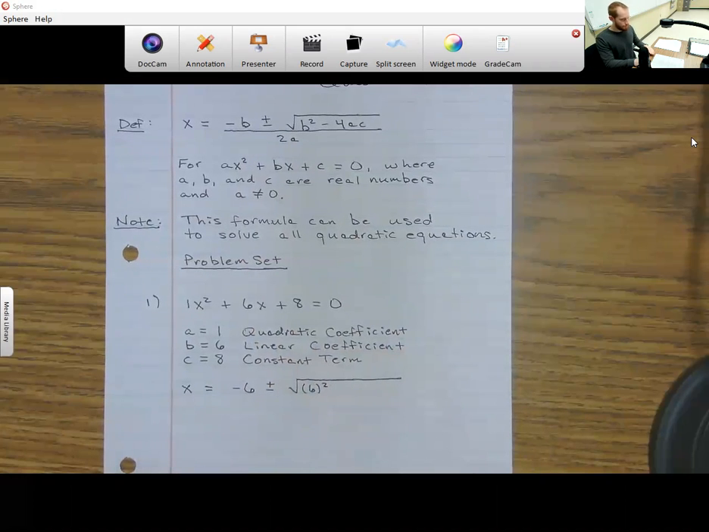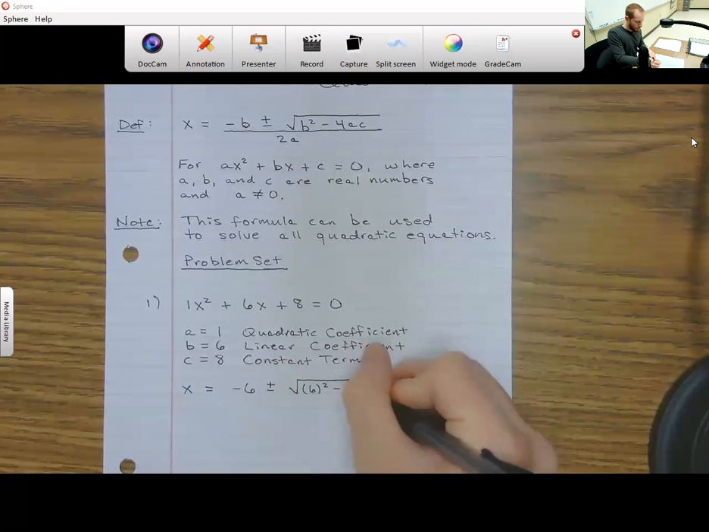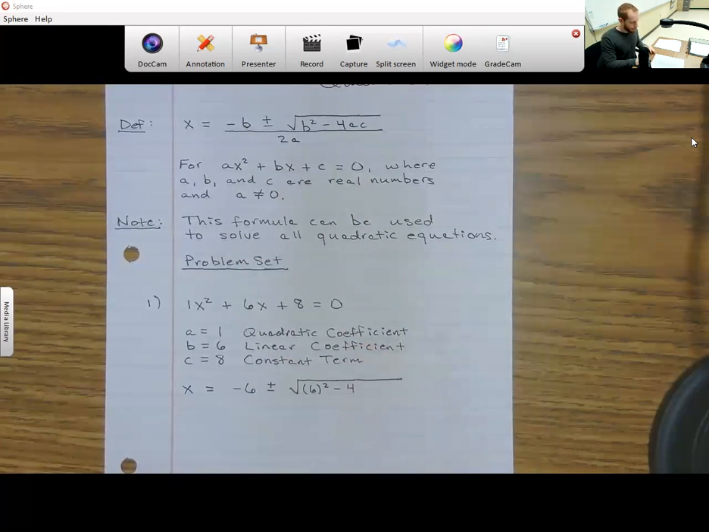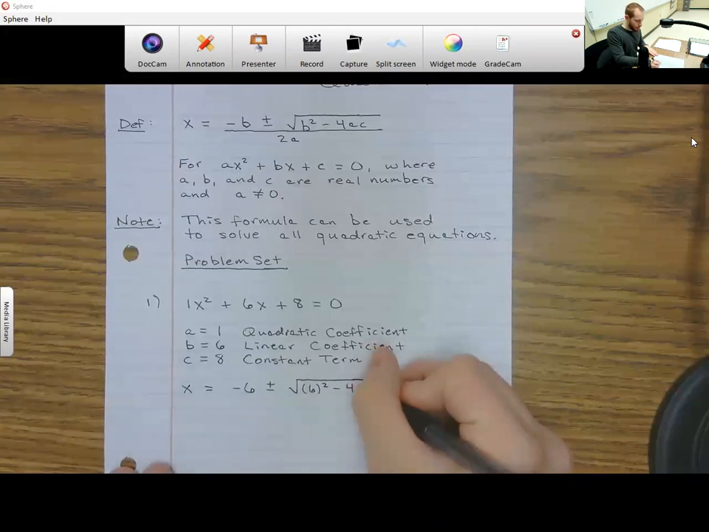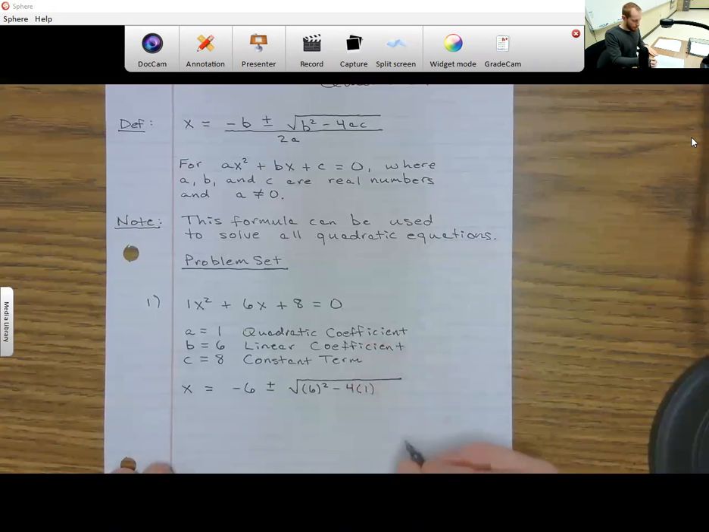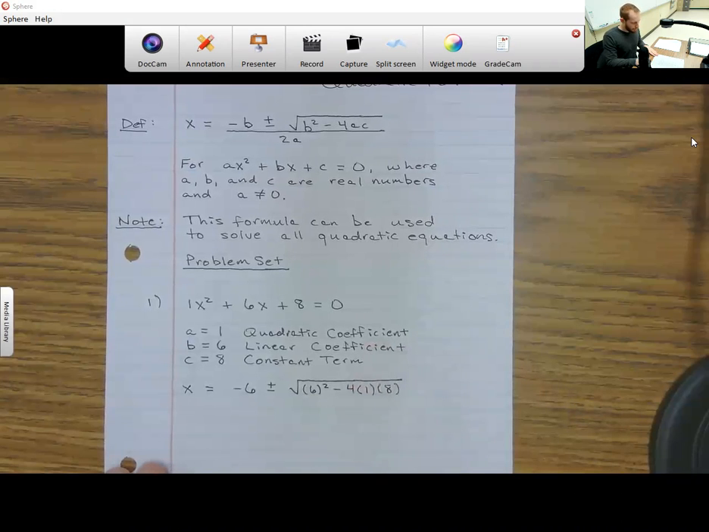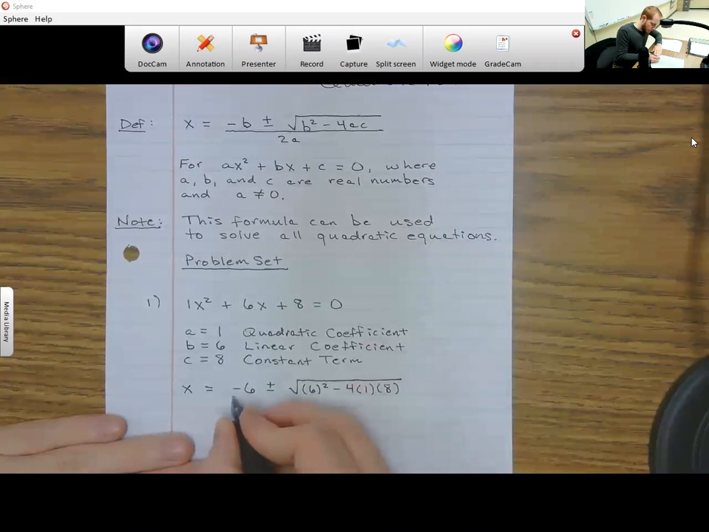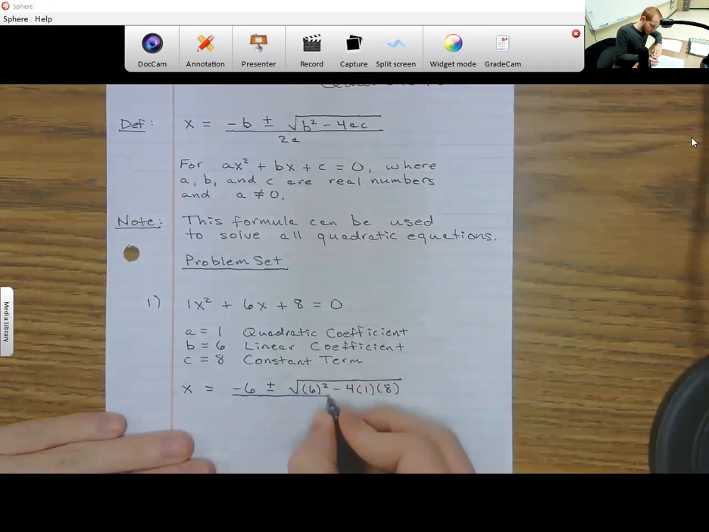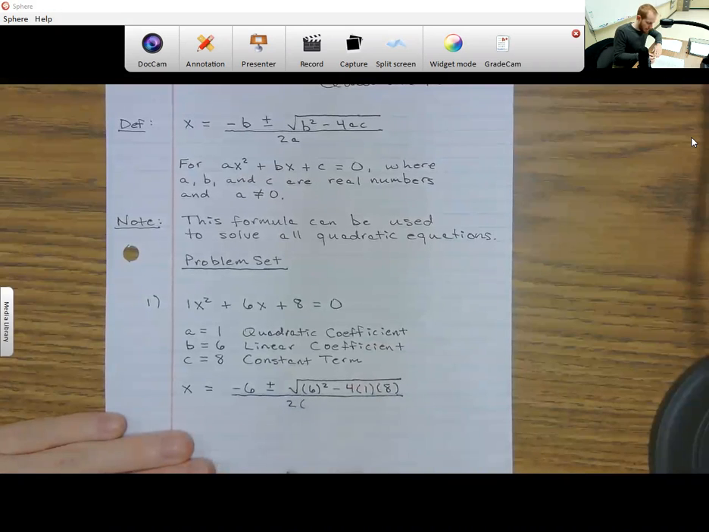6 squared minus 4. And then I need a and c. So a is 1. I'm going to put that right there. C is 8. So I'm going to put this right here. And then everything is divided by 2 times a. So we're going to divide everything by 2a. So 2 and a is 1, so I'm going to put a 1 right here.